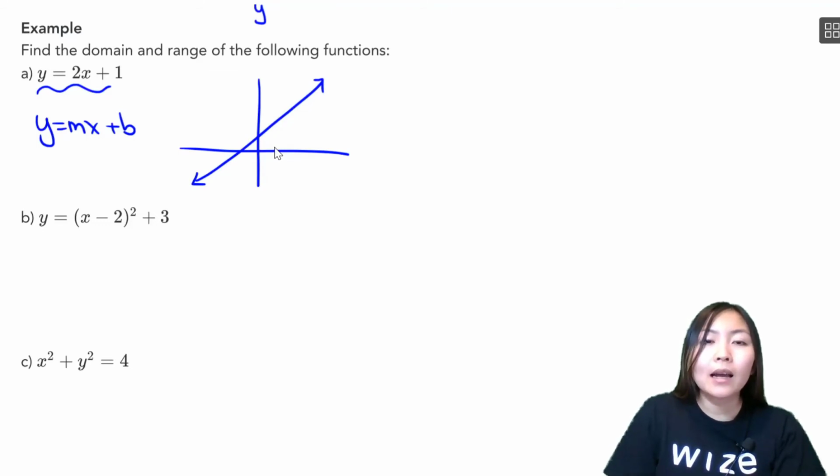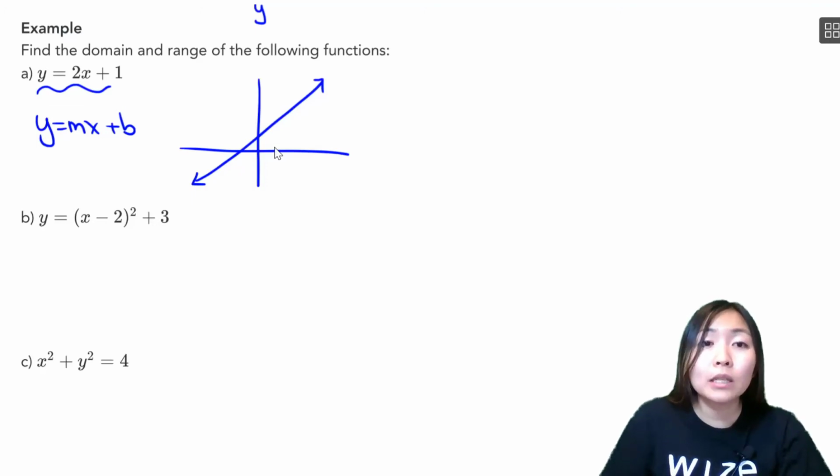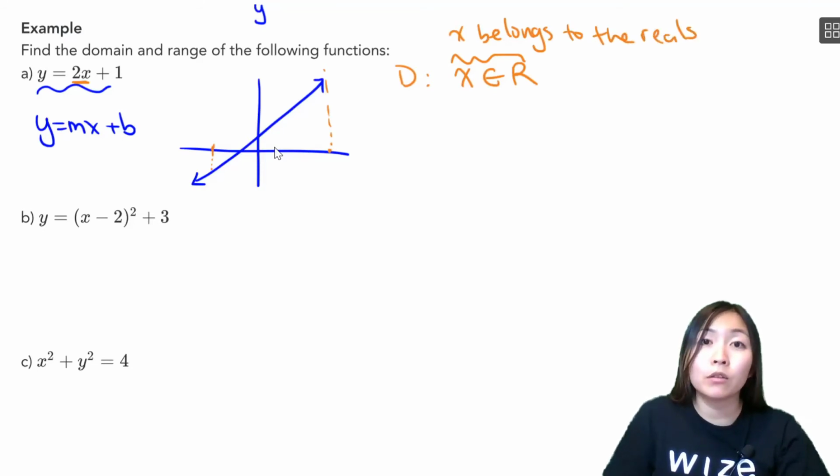But this line extends forever and ever and ever, and it keeps going, right? So it's going to hit every single x value. For any x value, I can put in and do 2 times that x plus 1, and I get a valid number, right? Whatever x value, I do that, I'll get a valid number. So the domain is actually everything. So x belongs to the reals. That's what this is read as. x belongs to the reals, meaning x can be any real number. Any number you can think of, you can put it in for x.